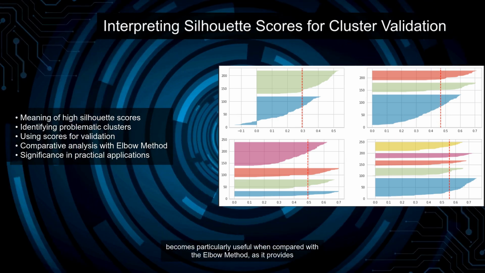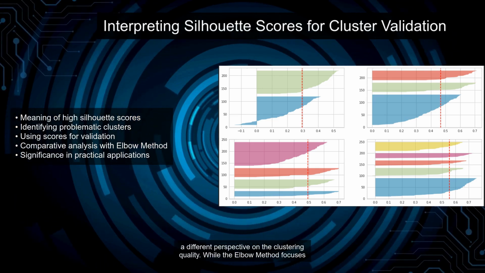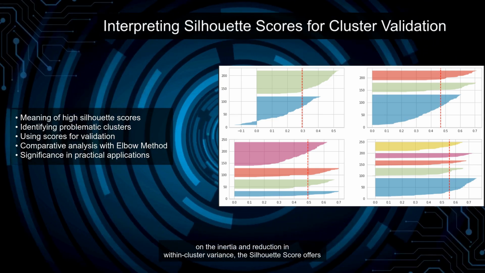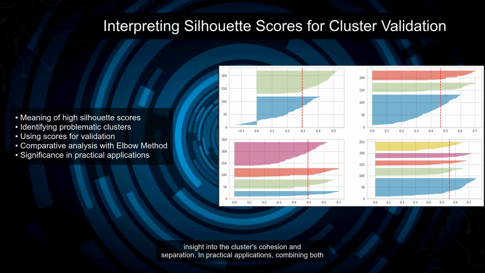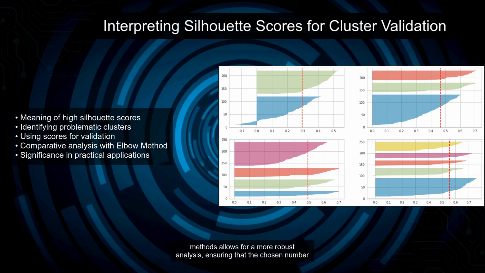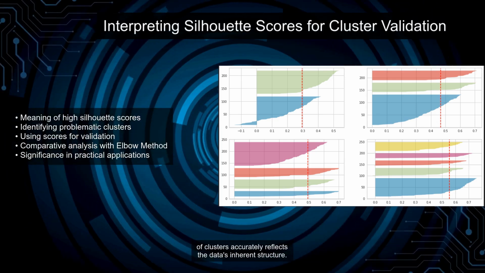This score becomes particularly useful when compared with the elbow method, as it provides a different perspective on the clustering quality. While the elbow method focuses on the inertia and reduction in within-cluster variance, the silhouette score offers insight into the cluster's cohesion and separation. In practical applications, combining both methods allows for a more robust analysis, ensuring that the chosen number of clusters accurately reflects the data's inherent structure.